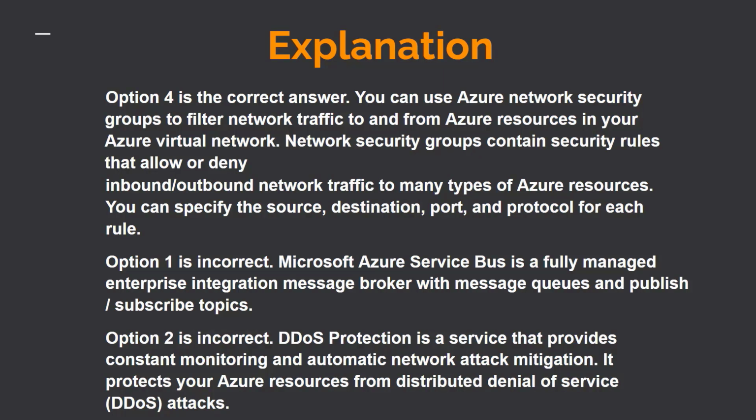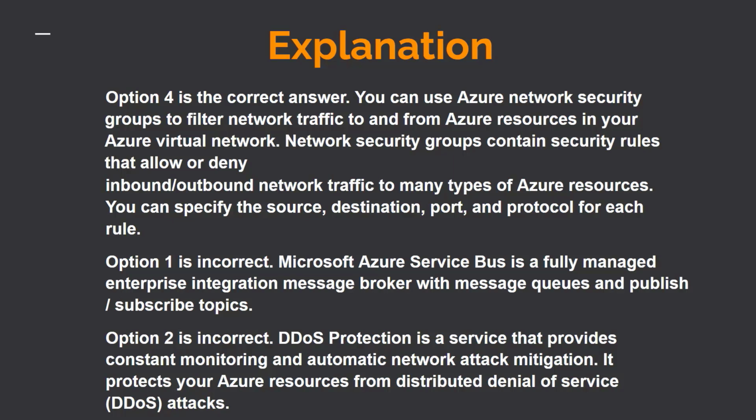Explanation. Option 4 is the correct answer. You can use Azure Network Security Groups to filter network traffic to and from Azure resources in your Azure Virtual Network. Network Security Groups contain security rules that allow or deny inbound/outbound network traffic to many types of Azure resources. You can specify the source, destination, port, and protocol for each rule.